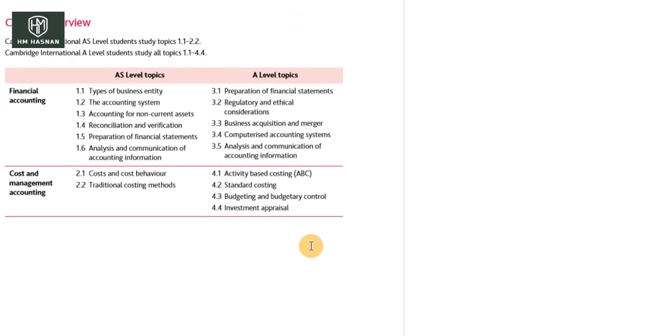This is the syllabus content. Look at this. If you are an AS level student, you have to give the financial accounting paper and the cost and management accounting paper. But if you continue with A level, then you have to study financial accounting, cost and management accounting, paper 3 and paper 4. You have to appear in 4 papers if you want to pursue A level. But if you are an AS level student, you have to appear in only 2 papers, that is 1.1 to 1.6 and 2.1 to 2.6. Okay.